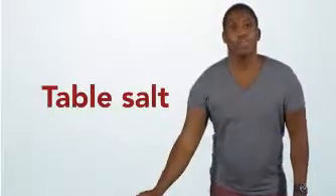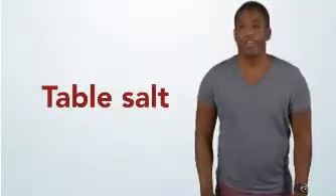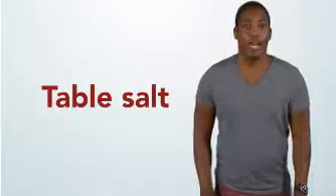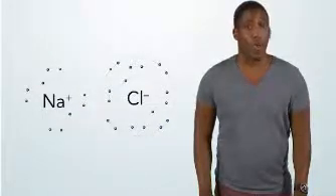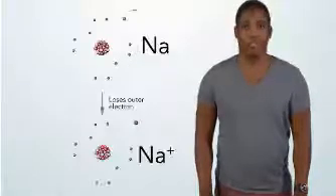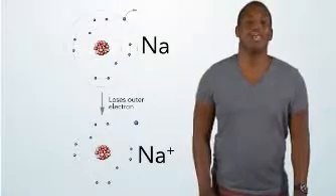Take table salt, for instance. Table salt is made of ions of sodium and chlorine. An atom forms an ion when it gains or loses an electron, so ions have a positive or negative charge. A sodium atom loses an electron to form a positive ion, while a chlorine atom gains that electron to form a negative ion. The ions have opposite charges.